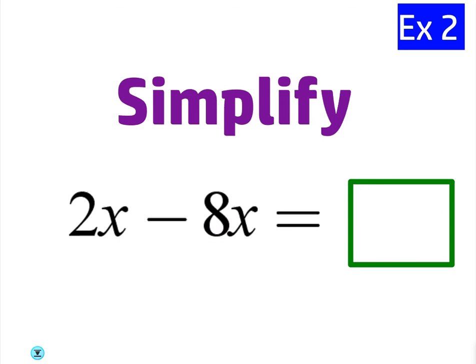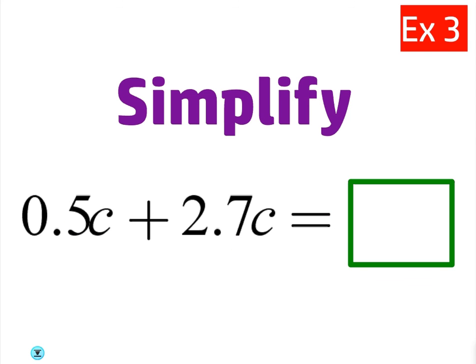Number two, 2x minus 8x. Be careful. Negative 6. 2 minus 8 is a negative number. Okay, so you're going to combine the coefficients. If it helps, there's a plus there, right? So plus 2 minus 8 is negative 6.